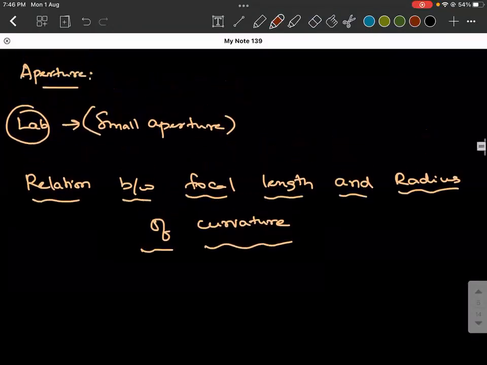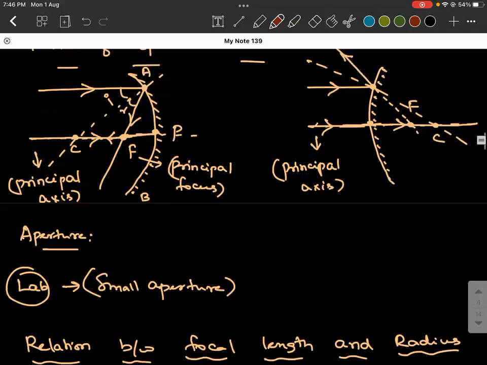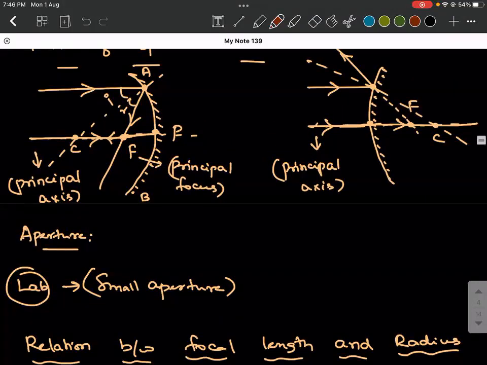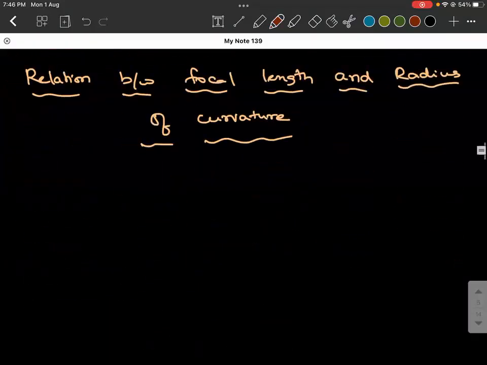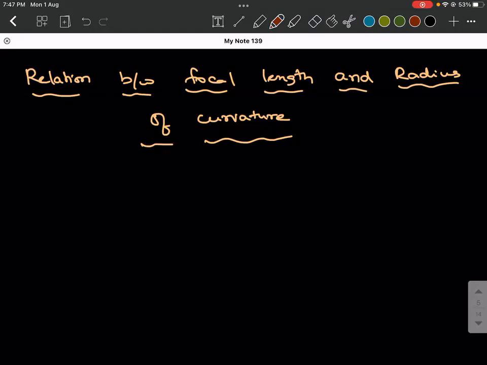Okay. So first of all, what is focal length? The distance between the pole and the focus. What is radius of curvature? Distance between the pole and the center of curvature. So whatever I'm going to derive here is applicable for both concave and convex. Okay. So for the derivation part, I'll carry on with a concave mirror.